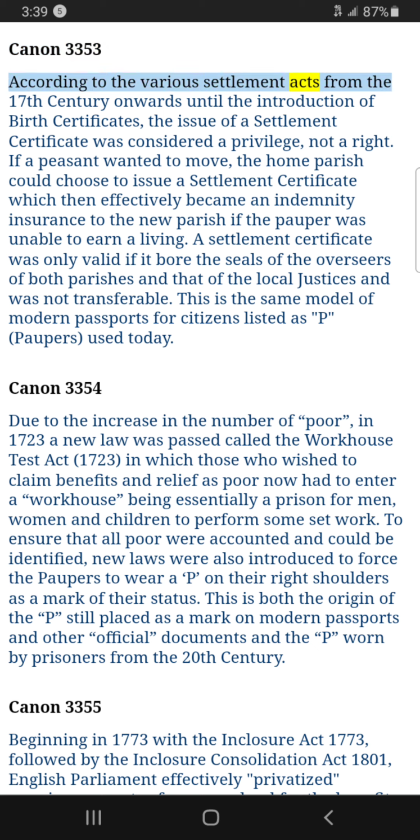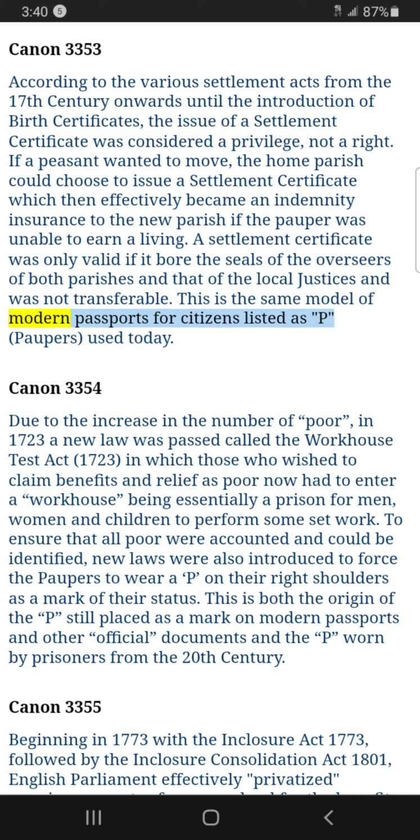According to the various settlement acts from the 17th century onwards until the introduction of birth certificates, the issue of a settlement certificate was considered a privilege, not a right. If a peasant wanted to move, the home parish could choose to issue a settlement certificate which then effectively became an indemnity insurance to the new parish if the pauper was unable to earn a living. A settlement certificate was only valid if it bore the seals of the overseers of both parishes and that of the local justices, and was not transferable.